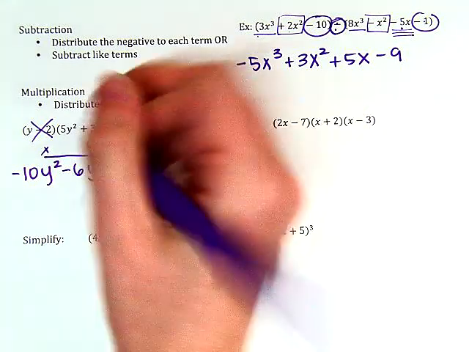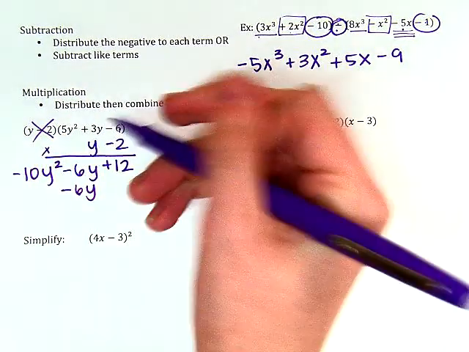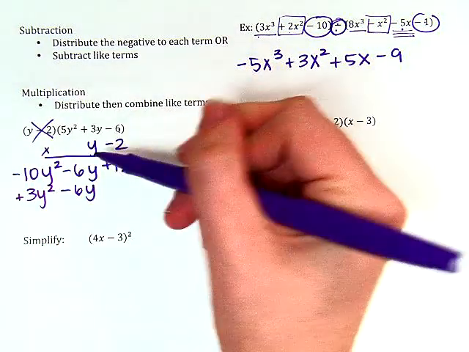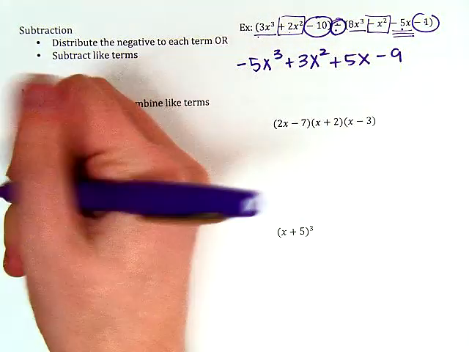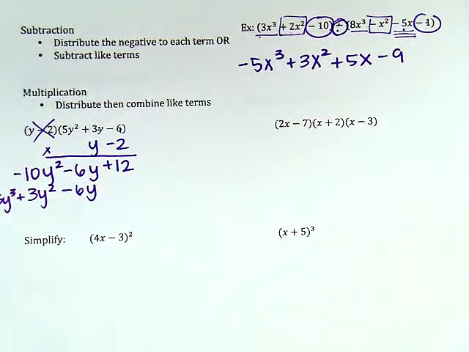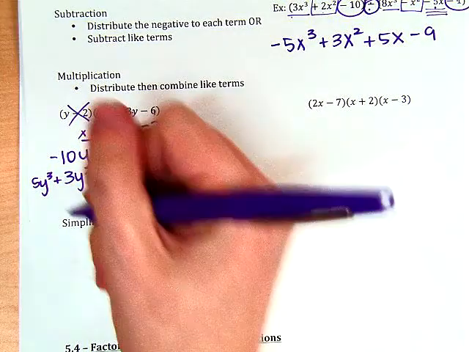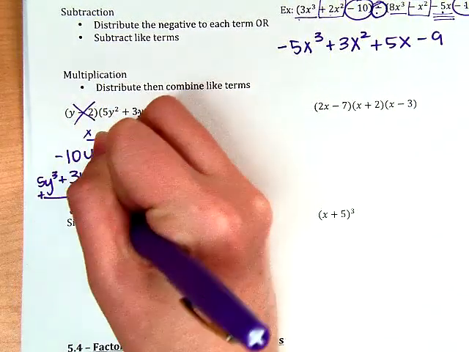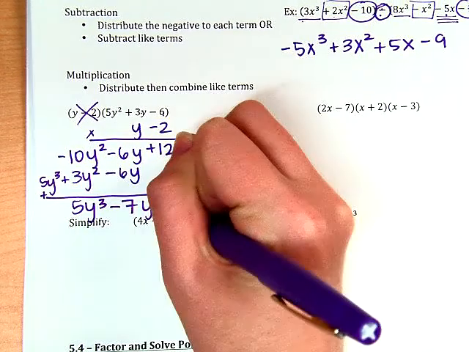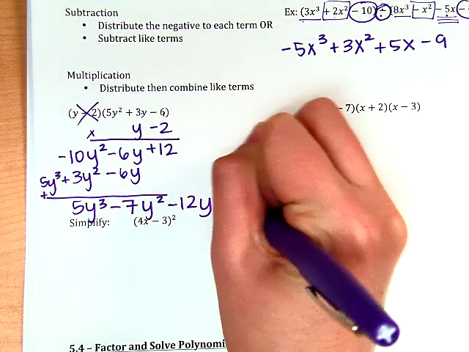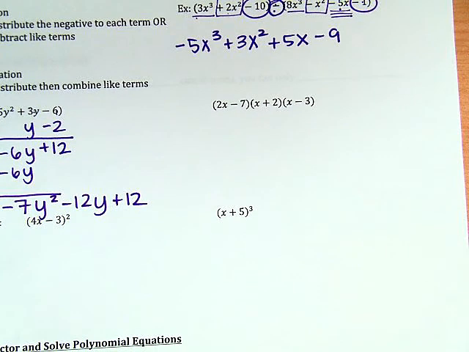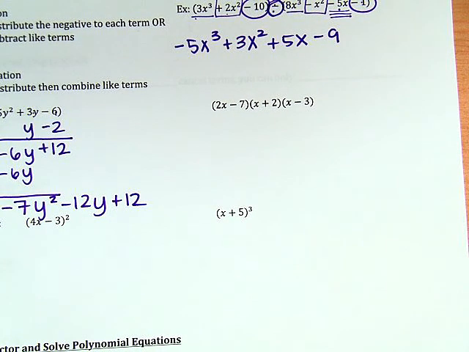Now we move to this one. Y times negative 6, negative 6y. Y times 3y, 3y squared. And y times 5y squared gives me 5y cubed. And then from there, you just add your like terms. So I have 5y cubed minus 7y squared minus 12y plus 12. And all done.